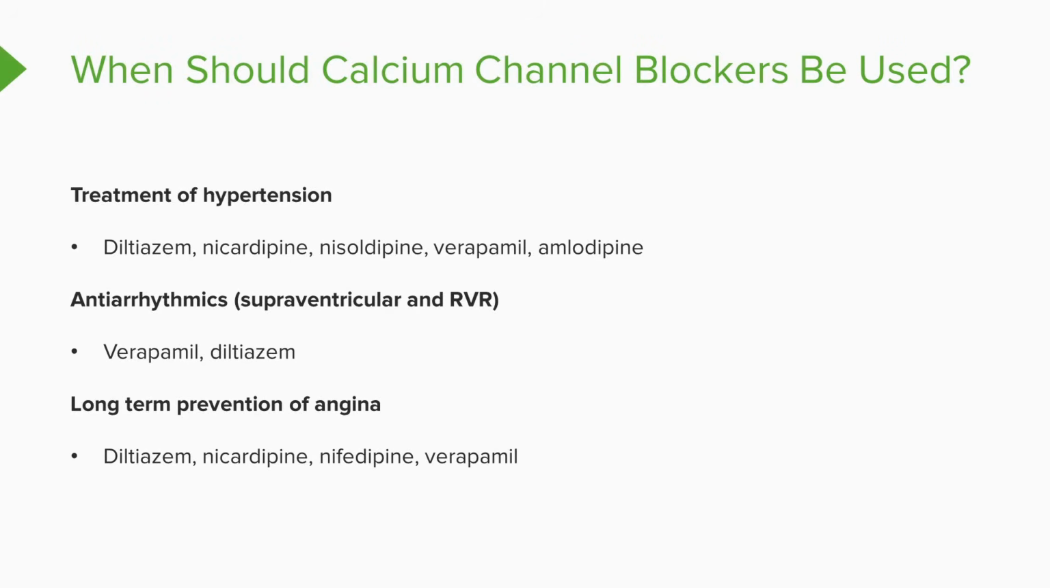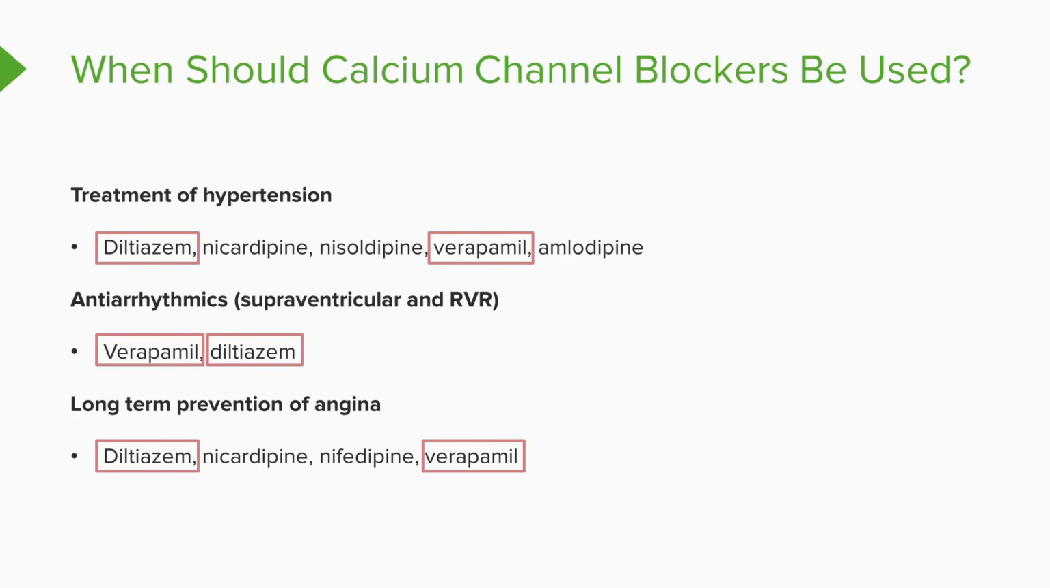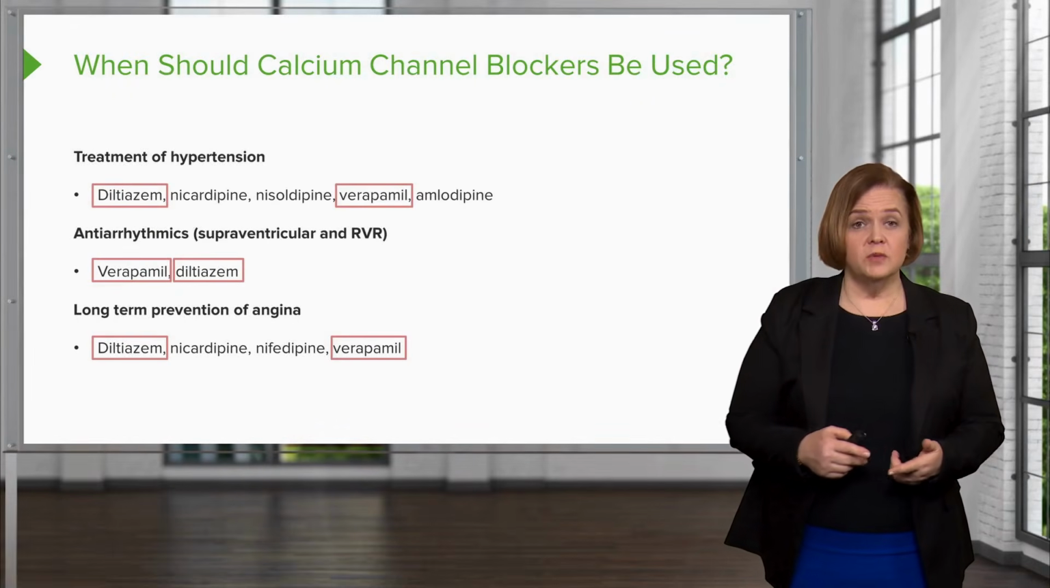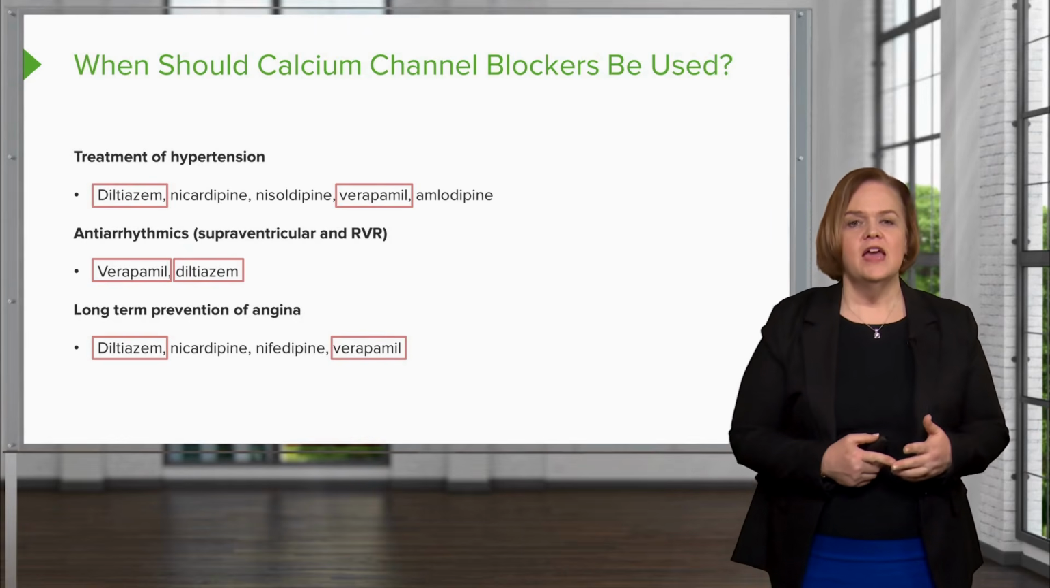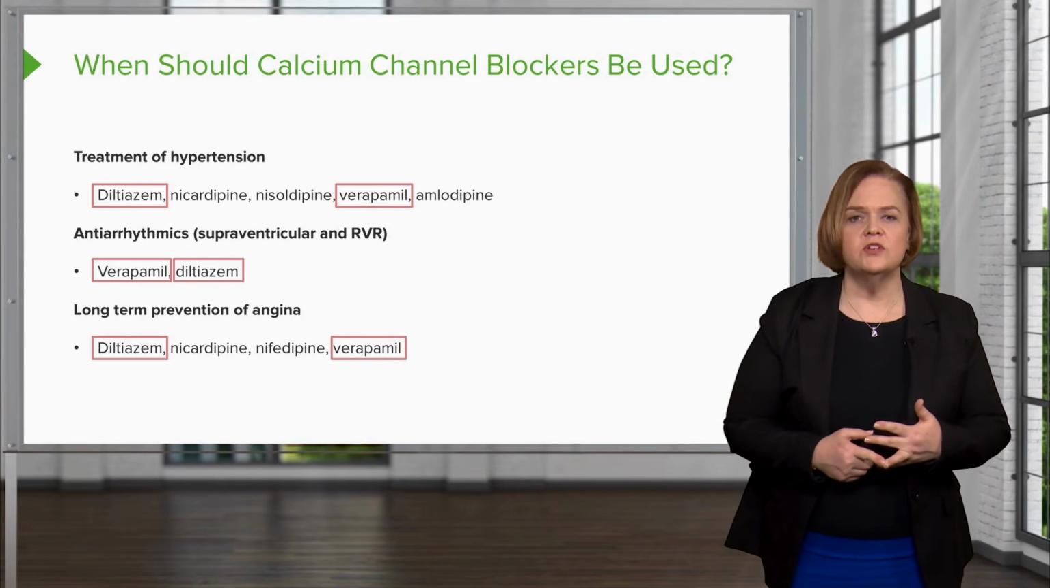Now, long-term prevention of angina, we've got diltiazem, nicardipine, nifedipine, verapamil, you've got them there. So look at all three categories. Is there any medication that's in all three categories? Yeah, there's two. So circle those two, verapamil and diltiazem, just to kind of help your brain see the pattern. So we can use calcium channel blockers for high blood pressure, for weird, fast heart rhythms, and for long-term prevention of angina.